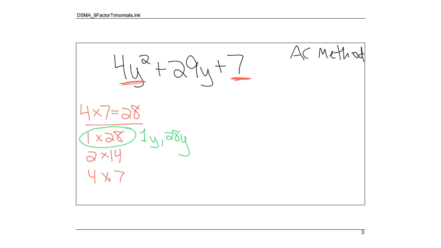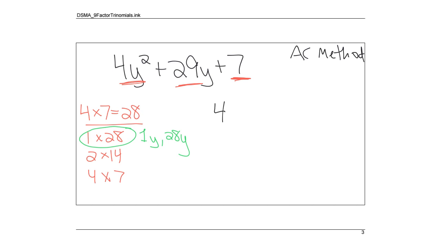So we're going to go ahead and multiply 4 times 7, which gets us the 28, and then find the factors of 28. So we have 1 times 28, 2 times 14, and 4 times 7. Now that we have those factors, we need to know which one of those factors would sum to give me the 29y in the middle. So that would be 1y and 28y. So let's come over here.